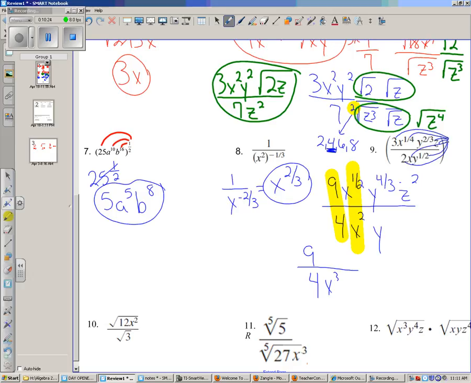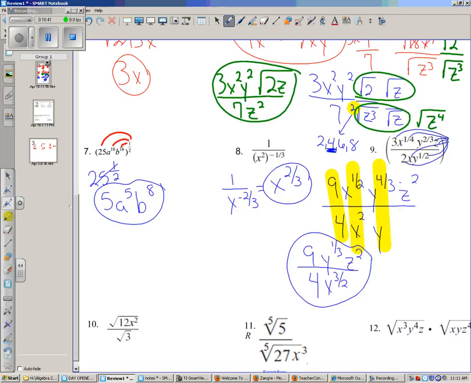And that's the mistake I had on the printable answer key. I left it in the top. With my y's, 4/3 minus 1 is a third, and that's in the top. And the z, there's nothing to combine with, so it just stays up there.